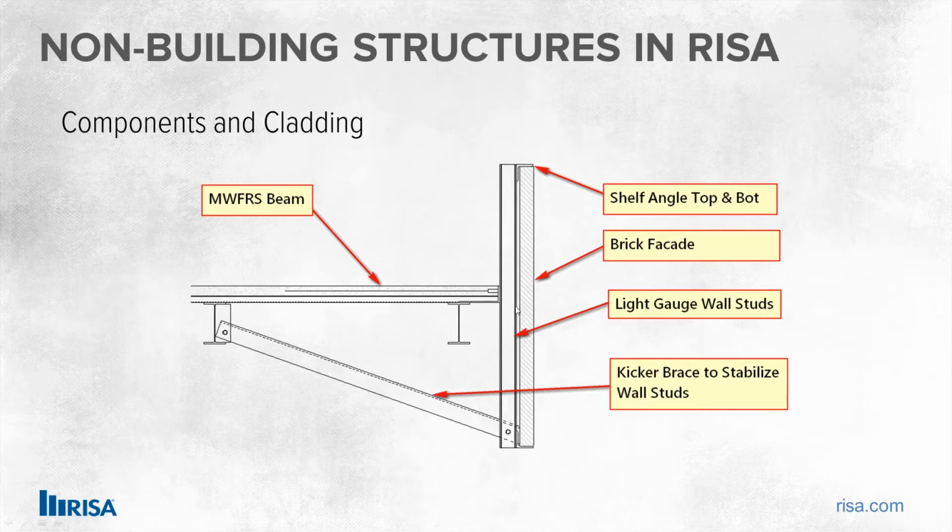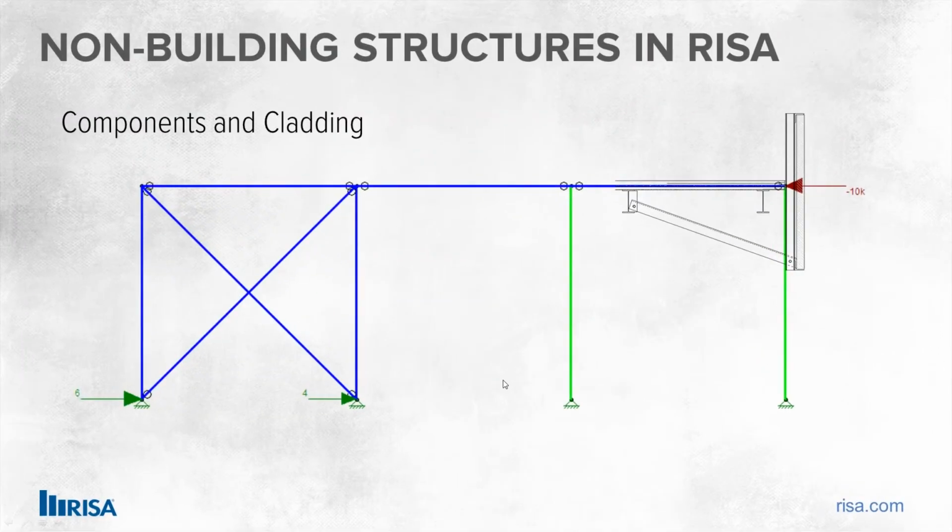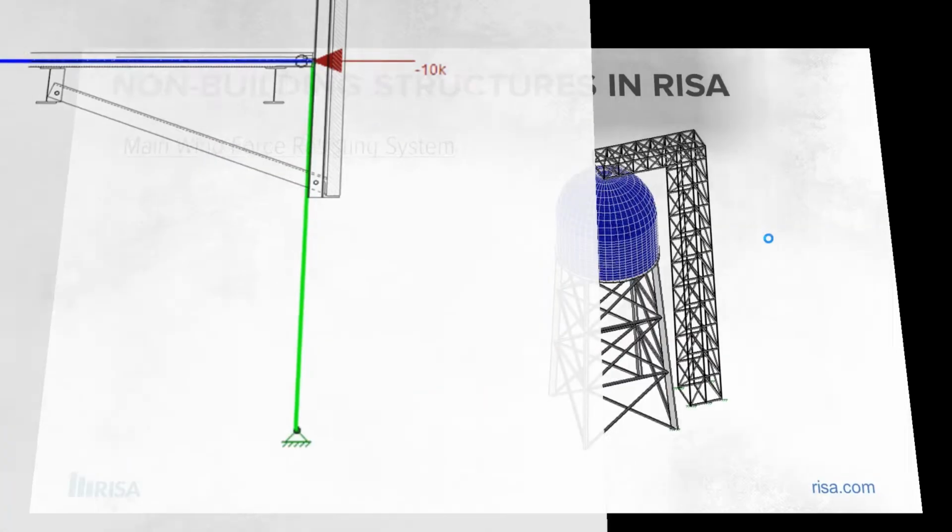light gauge wall studs. Those wall studs in turn connect to a main wind force resisting system beam right here and to a kicker brace that stabilizes the wall studs. Now if we consider this structure right here, certainly all of this could go away and we would still have overall stability against wind. If we were to superimpose that, this is what we would see in terms of this frame, the main wind force resisting system, with the components and cladding shown around it.